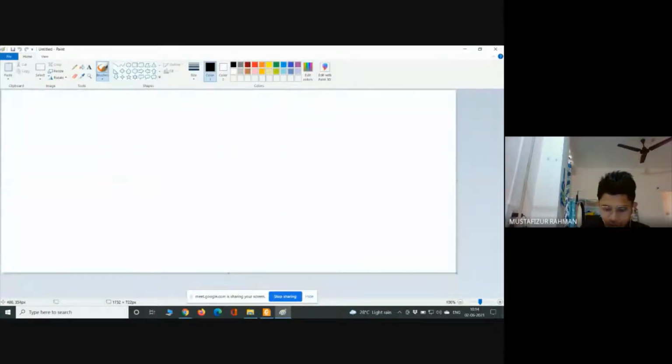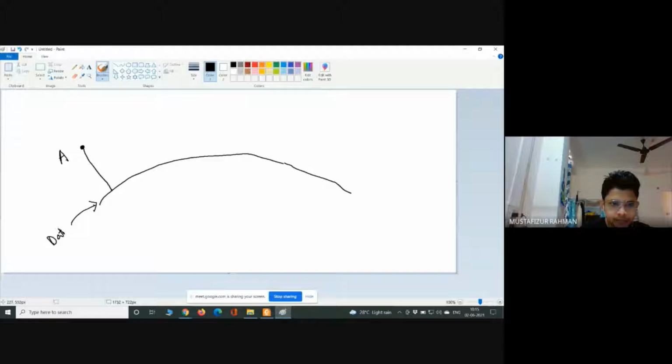So according to the question, it is like this. We will assume something like this. This is the surface of the earth. I'm drawing it just like this, just for our understanding. This is A point. This is the elevation at A point here. This is our datum actually. So the A point is somewhere here.